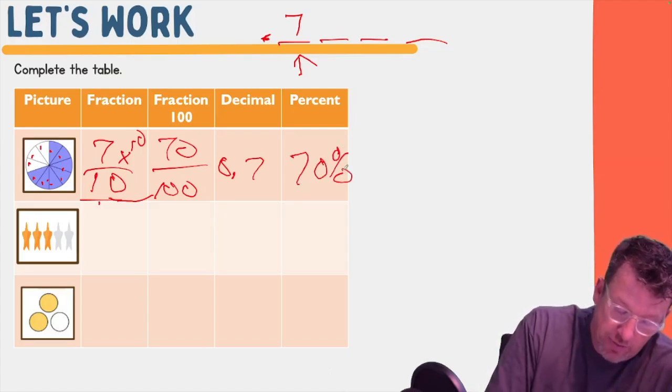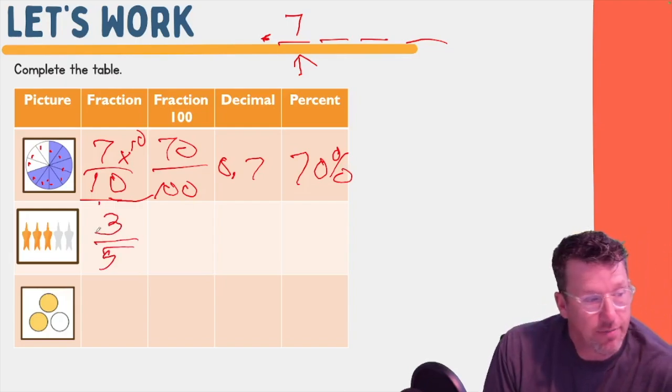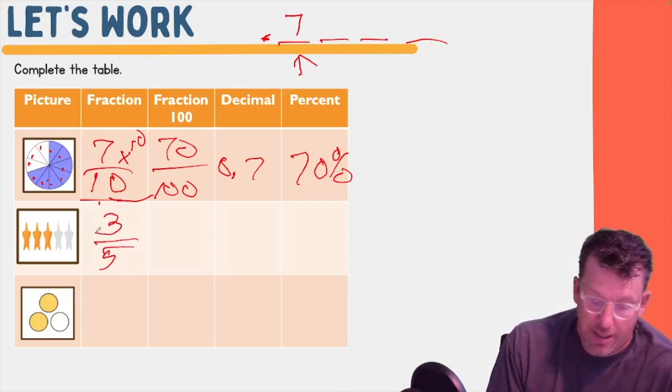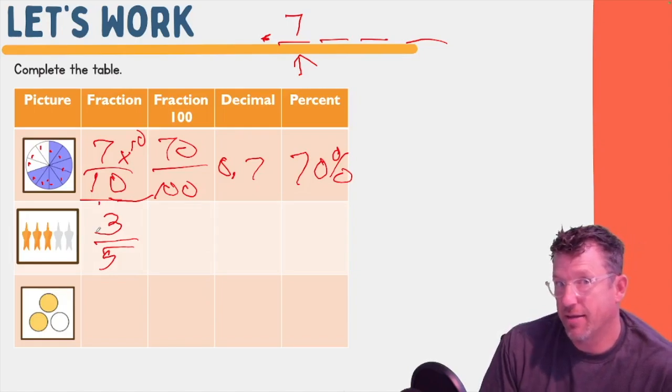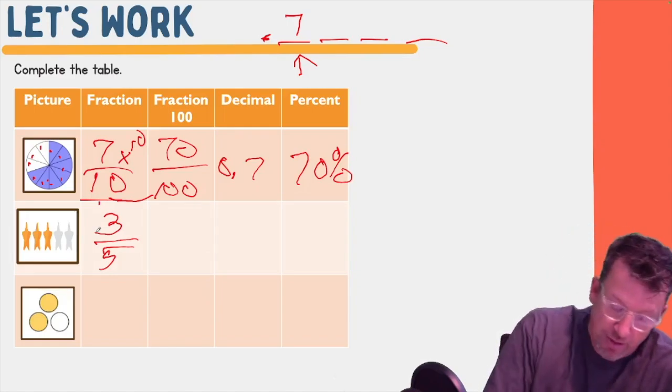Okay, let's go to this next one. We have 5 total stars, and 3 of them are shaded in, 3/5. Okay, can't do the decimal yet because it's not a tenth. It's not a number based out of 10. So we're going to have to do this whole 100 thing. Let's put it out of 100.